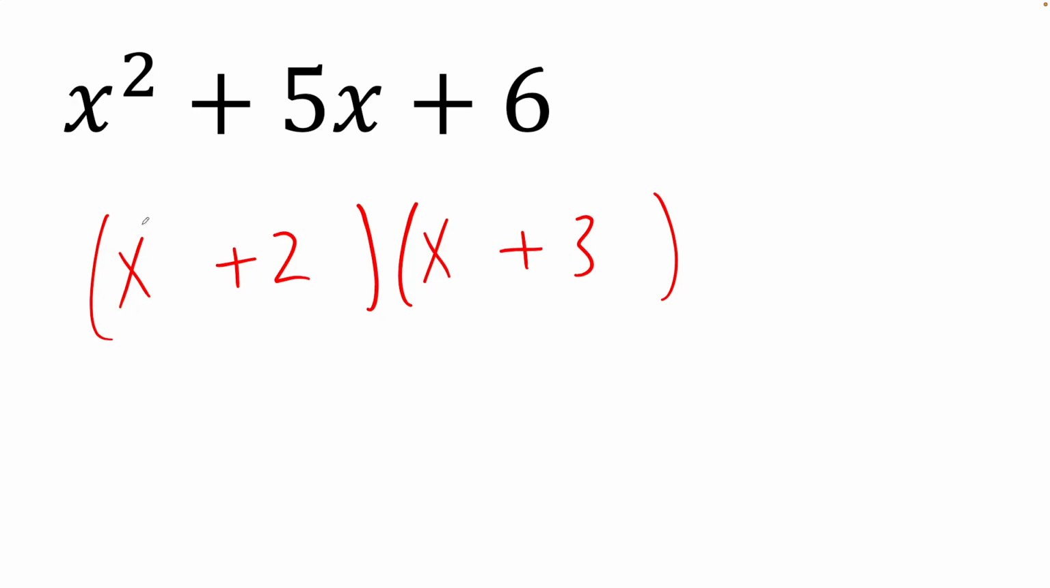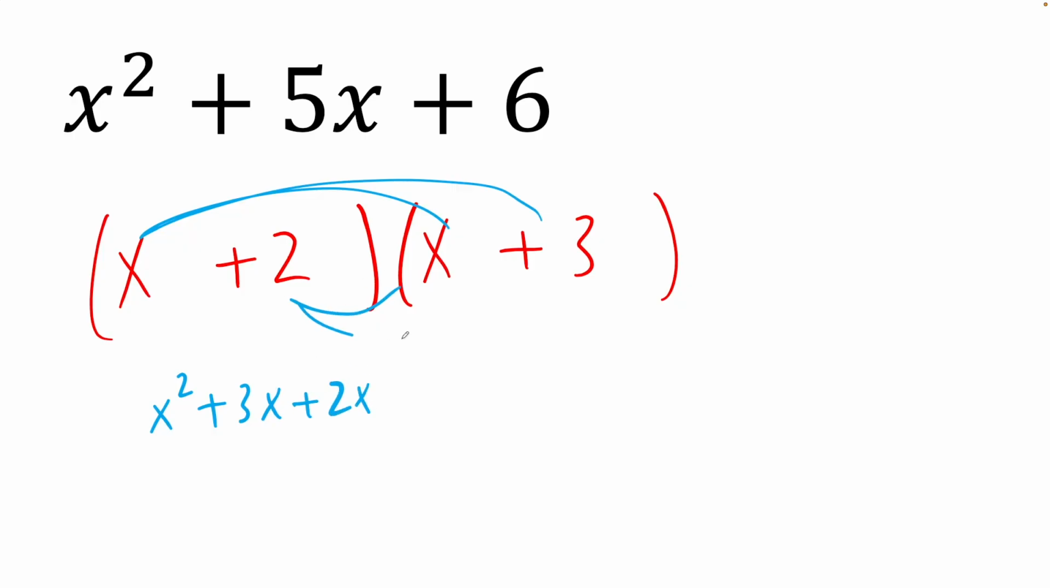Now, for this first one, let's prove to ourselves that this, in fact, is this. Well, x times x is x squared. x times 3 is positive 3x. 2 times x is 2x. And 2 times 3 is 6.